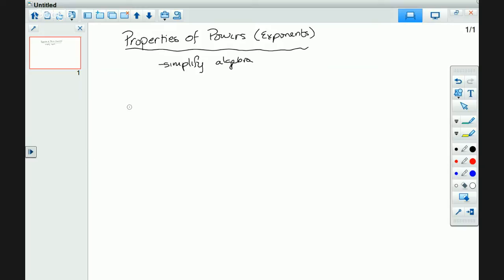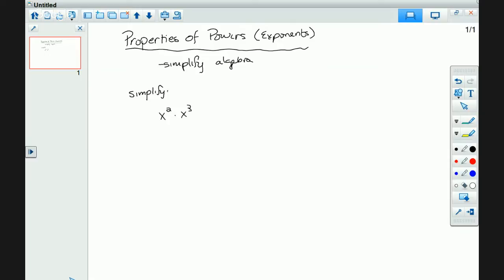We will be doing operations on stuff like this. Does anybody remember how to simplify that? Just throw me some ideas. How do I simplify it? Are those like terms? No, they're not. Would you multiply it up? Okay, add that. There you go.